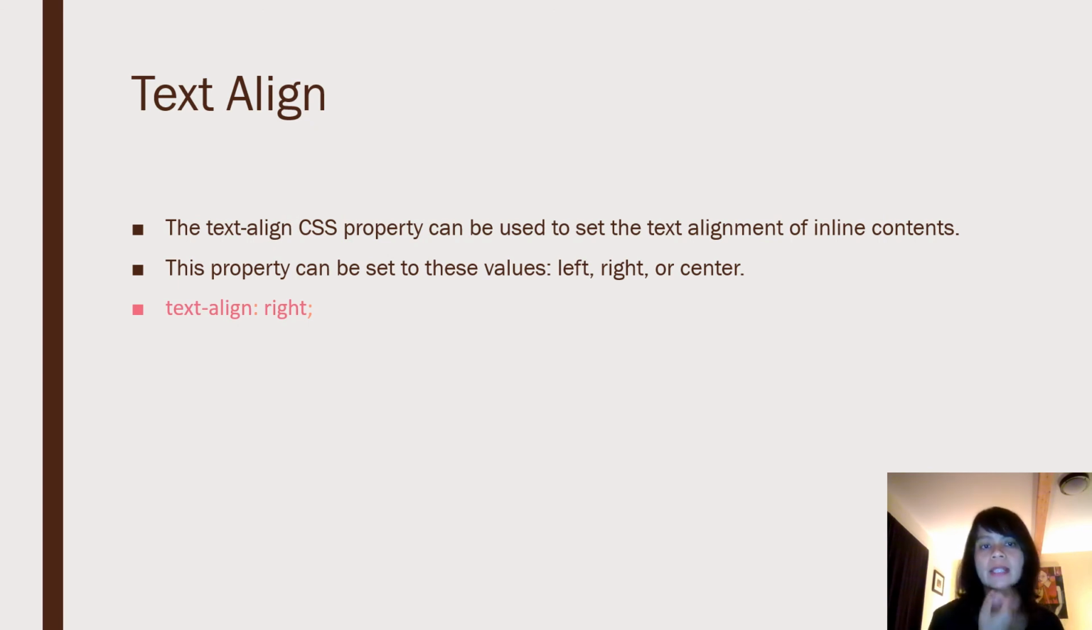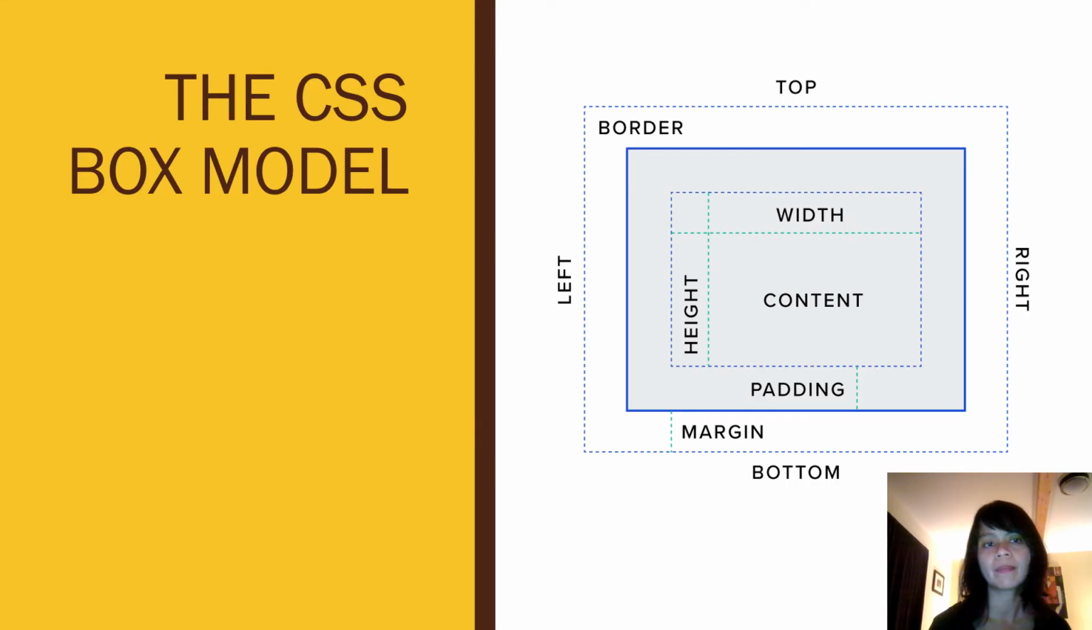Next, there's also the text align CSS property. It can be used to set the text alignment of inline content. So where your text lines up: middle, center, left or right. Okay, so it will look like this: text dash align, colon, and then right, semicolon. All right, so that brings us to the end of this presentation.